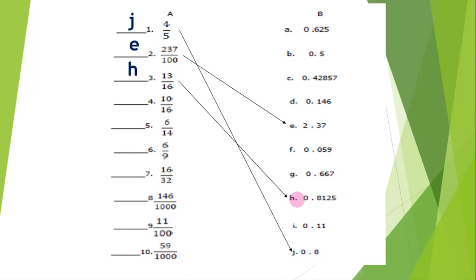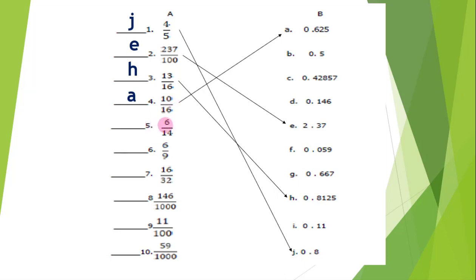For number 4, 10 over 16. So, reduce it to its lowest term. Divide this 10 by 2, that's 5. Divide this 16 by 2, it's 8. 5/8. And that is equivalent to letter A, 0.625.